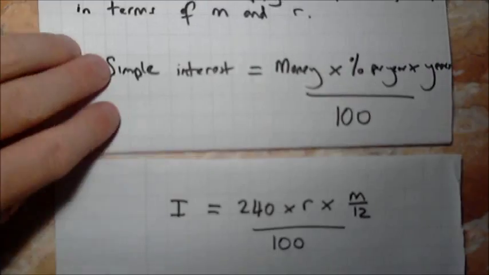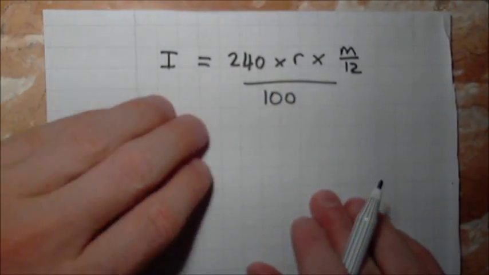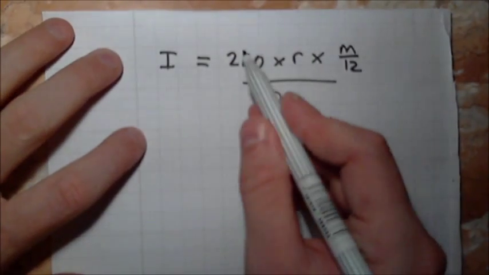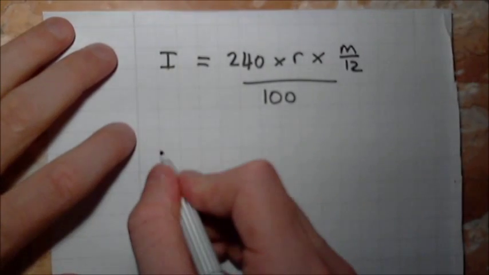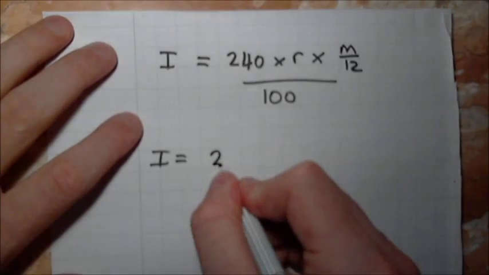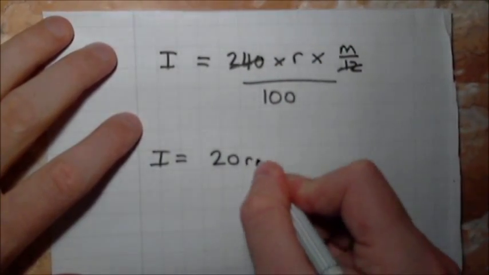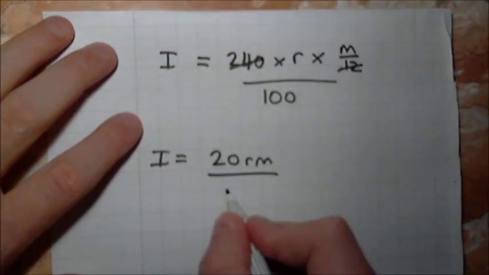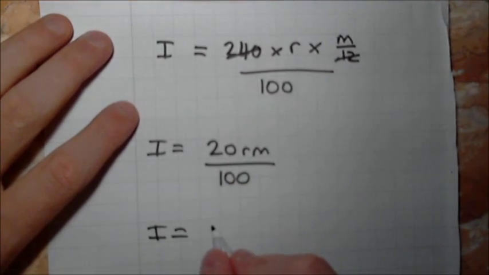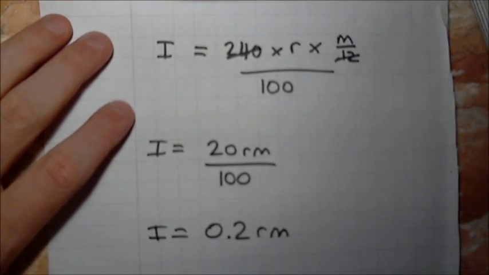Now, let's simplify this. Let's first of all look at the top line, the numerator. Pretend that 100 is not there. So, 240 divided by 12 is what? Well, 240 divided by 12 is 20. So I can cross that out. What am I left with? R times M. So 20RM. And then, remember that 100. So I equals 20 divided by 100, which is 0.2RM. That's 0.2RM, and we've solved it.